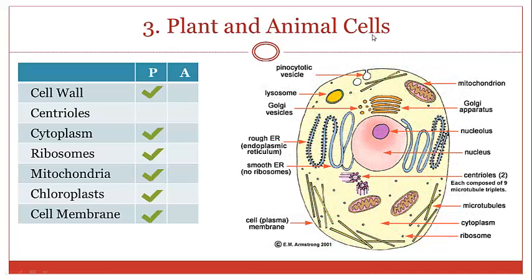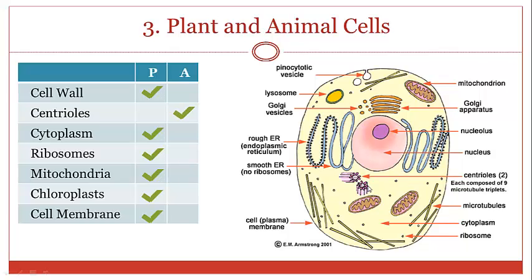Now let's look at an animal cell. So if you look at the animal cell, it's a little bit different. For one, it's not square. That's because there is no cell wall in animal cells. We can see the centrioles here. Those are going to help the cell whenever it gets ready to divide.